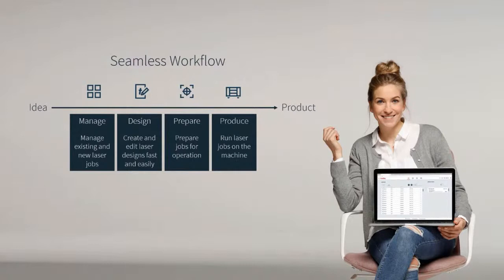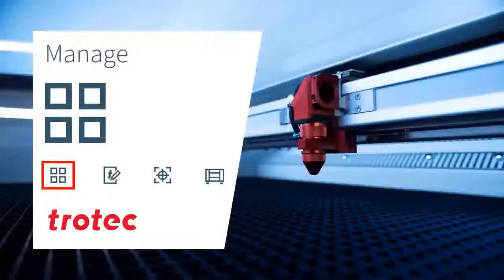Ruby has been developed to provide a seamless workflow from idea to final product. Ruby is organized into 4 main work screens: a management screen to organize and manage the files, a design screen to make adjustments to those files, a prepare screen for the completed files ready for processing to work with the laser, and finally a produce screen for the files in the queue ready for the laser to be processed. First, we will cover the manage screen.